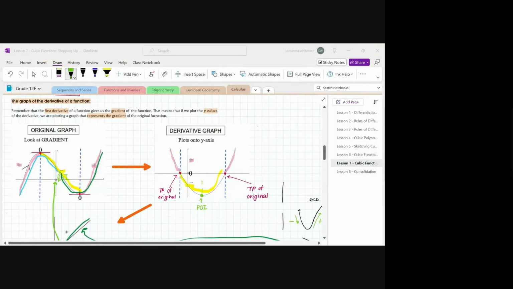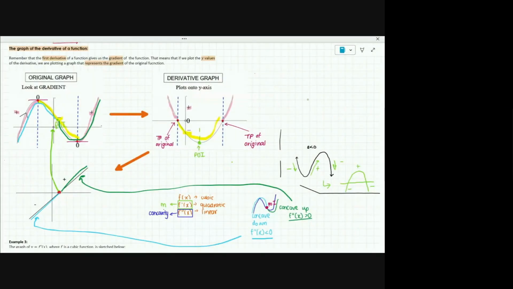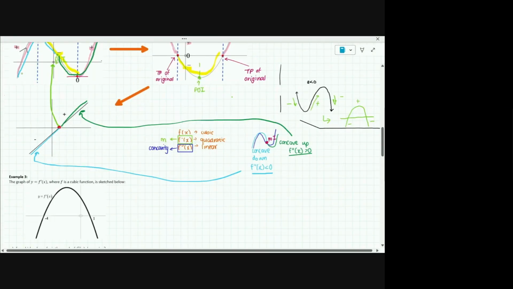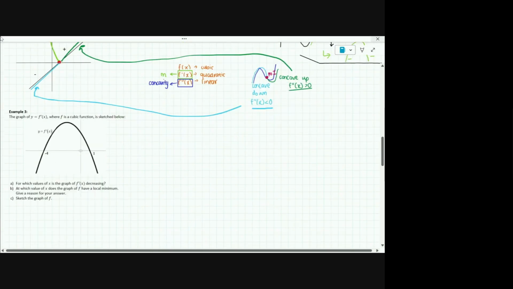Sorry, guys, I will make it bigger again. Okay. All right, so let's see this first example. It needs to be so much bigger if we're going to deal with this.